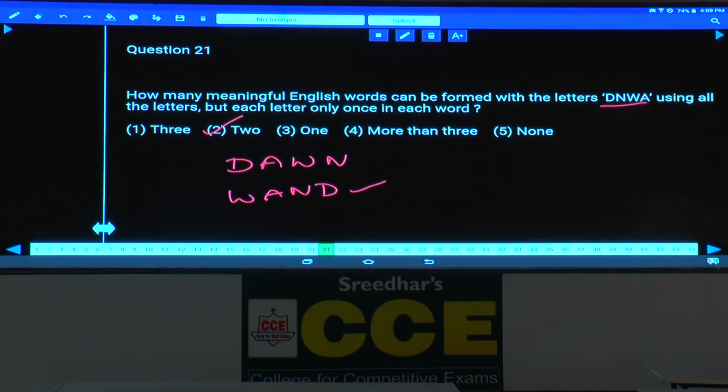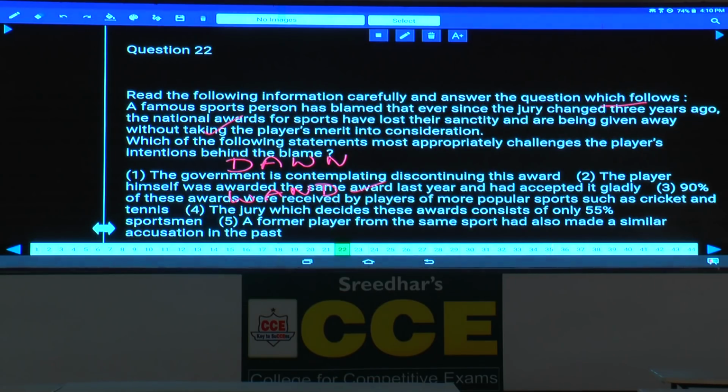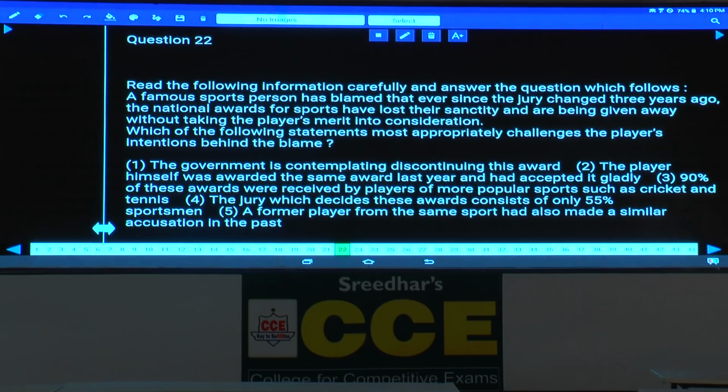Then next one. Question number 22. Now this question number 22 is based on critical reasoning. Read the following information carefully and answer the question which follows. A famous sports person has blamed that ever since the jury changed 3 years ago, the national awards for sports have lost their sanctity and are being given away without taking the players' merit into consideration.